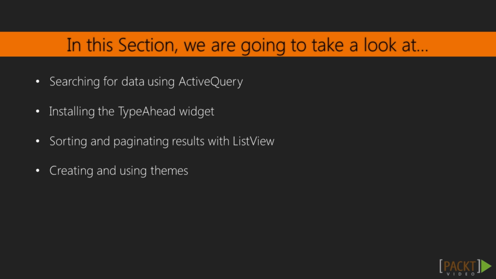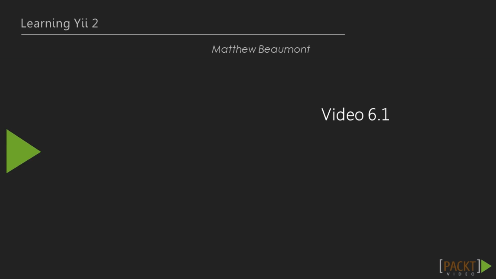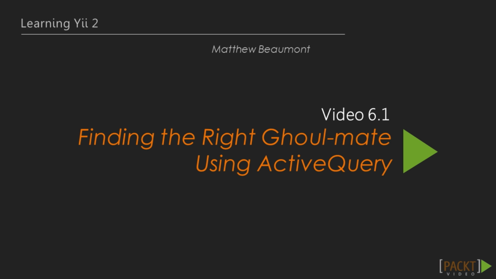Finally, we'll learn how to create and use alternate themes for our application. Let's jump right into the first video of this section, Finding the Right Ghoulmate using ActiveQuery.